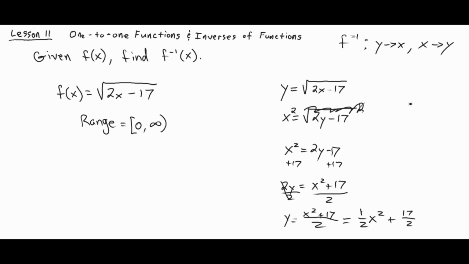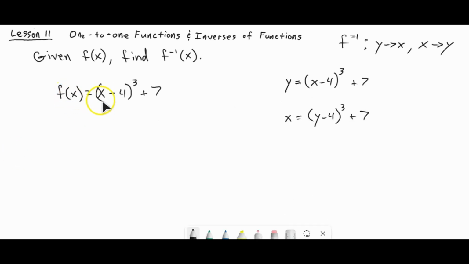Well, the range is the set of all the y values, the output values. If this is the set of all the output values on f of x, then the set of all the input values on f inverse of x is also going to be 0 to infinity. And so we can say here when x is greater than or equal to 0, meaning from 0 up to infinity, now it's the portion of the graph that is 1-to-1.